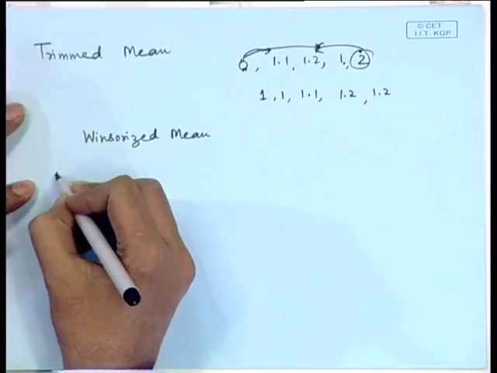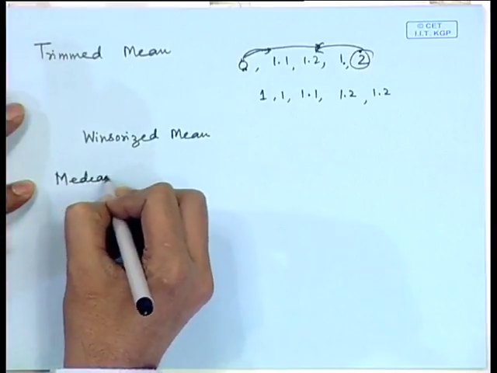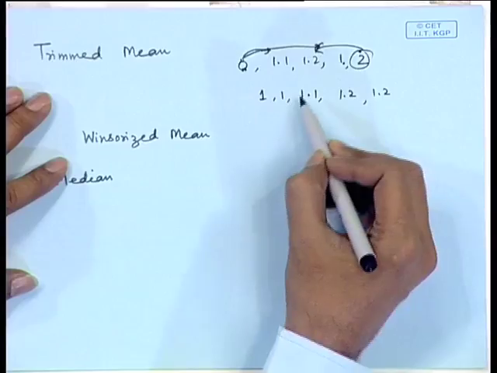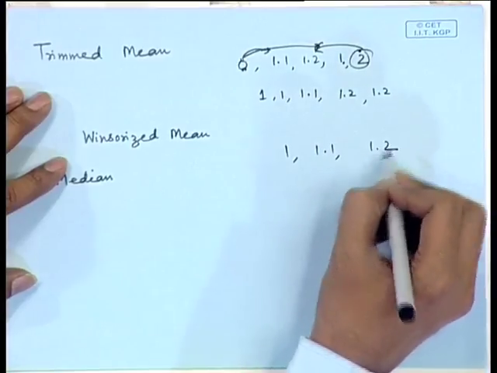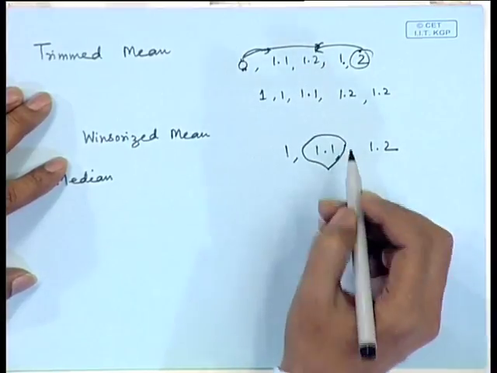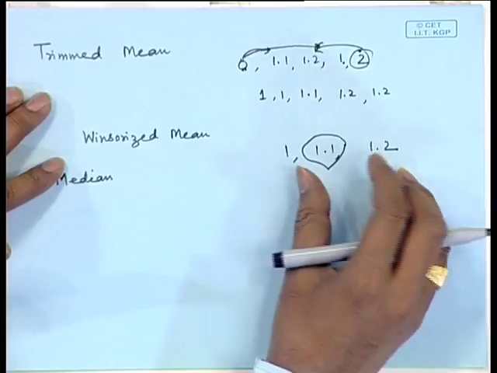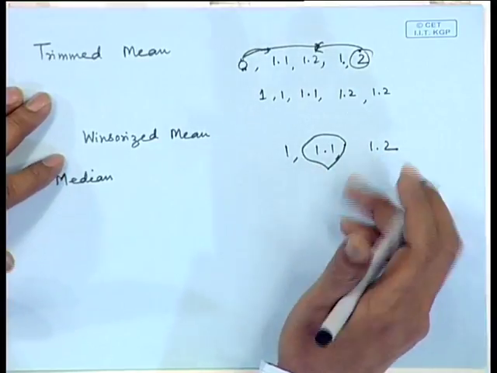Some other quite useful measures of location are the median. Now, median, by the name, means the middle value of the observations. For example, if I have written the sample as 1, 1.1 and 1.2, this is the middle value. Suppose I have an even number, then we take the average of the middle two values.